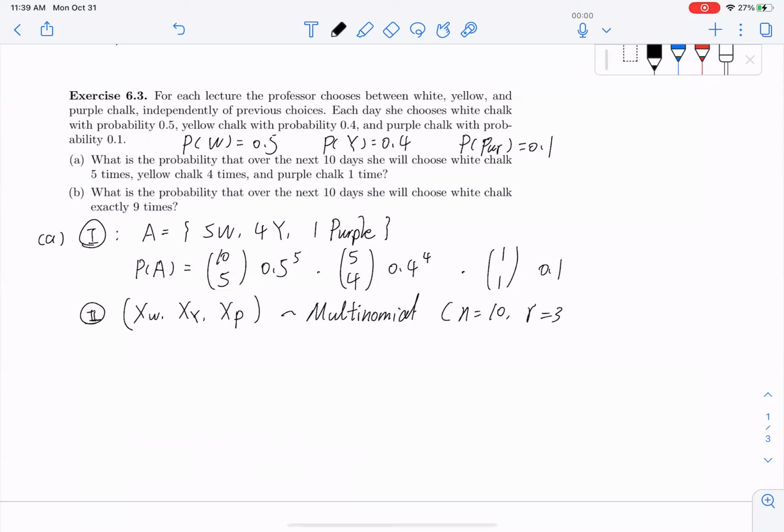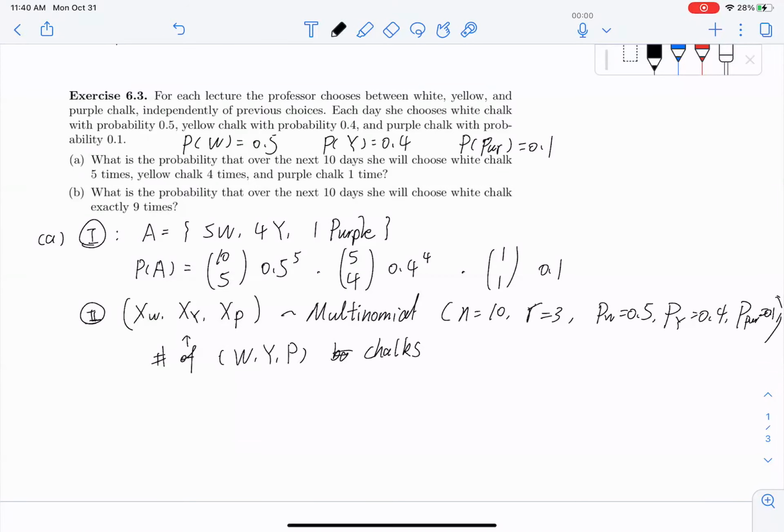And there are 3 kinds, r equal to 3. The 3 probabilities are given here, p yellow and p purple. So this is denoted by the number of this color of balls, chalks, sorry. I really thought this was a ball problem. Chalks got in 10 days.